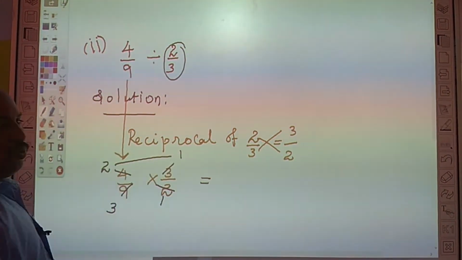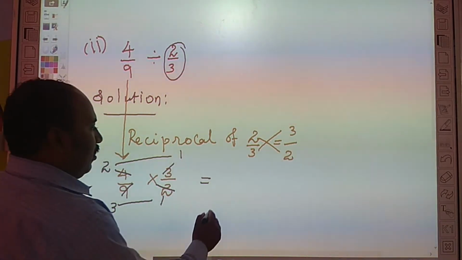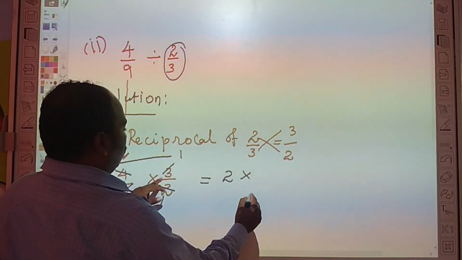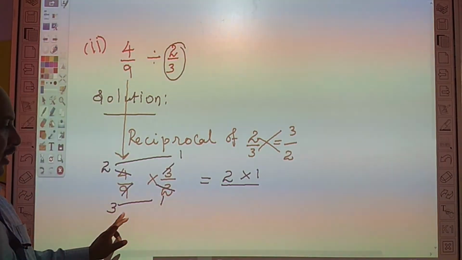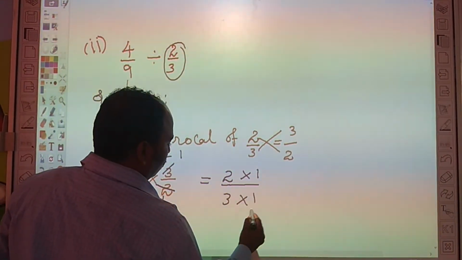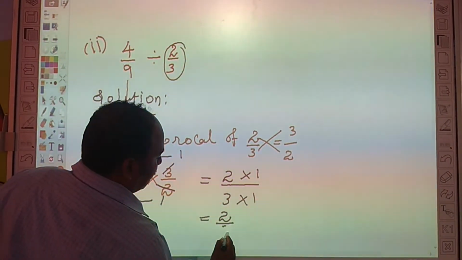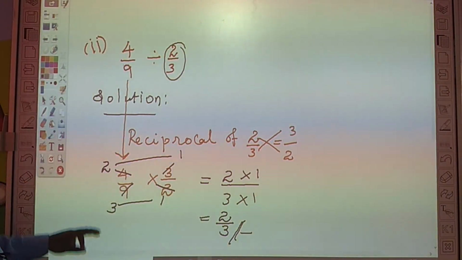We multiply numerator into numerator and denominator into denominator. The numerator part is 2 into 1, divided by 3 into 1. So our answer is 2 into 1 is equal to 2, 3 into 1 is equal to 3. 2 by 3.